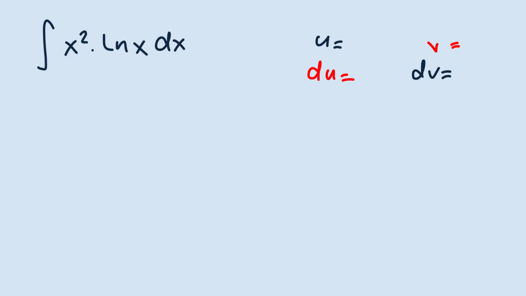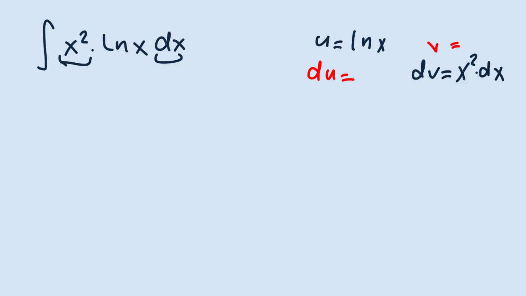But if you use x squared as u, then when you differentiate it, you will get 2x. So it's not going to help. Let us continue. So u equals ln x. And the remaining stuff, which is x squared and dx, we will set as dv. So it will be x squared times dx.